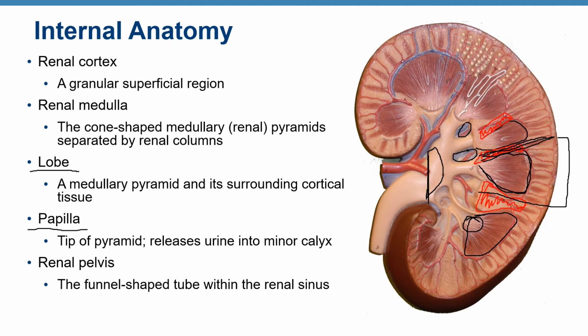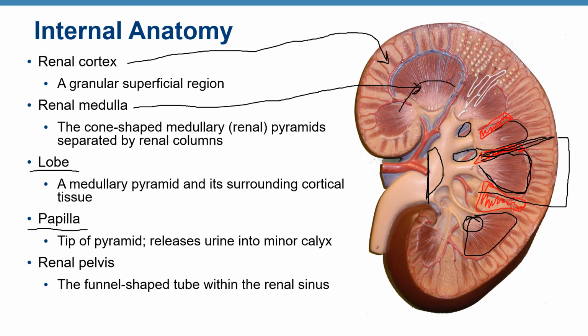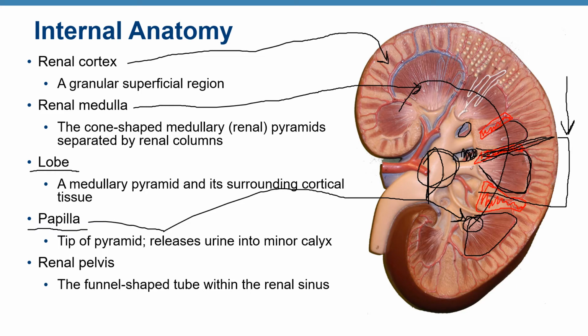All right, so again, the cortex is a superficial region. Here's the cortex, a granular superficial region. The renal medulla would be all the region over here, including all this part. Lobe is this part. Papilla would be these things over here. And the renal pelvis is this part over here, located within the renal sinus, and this area here is the renal sinus.